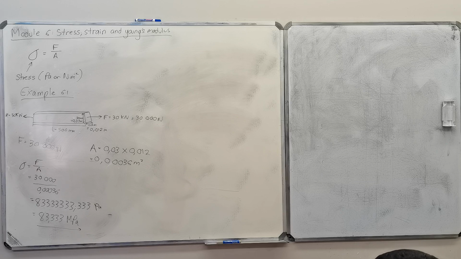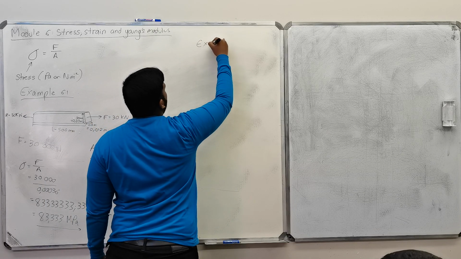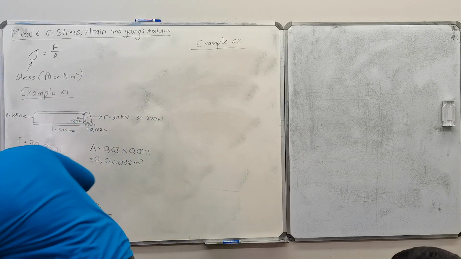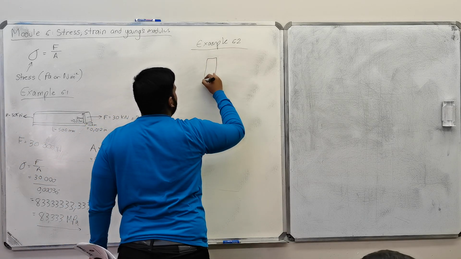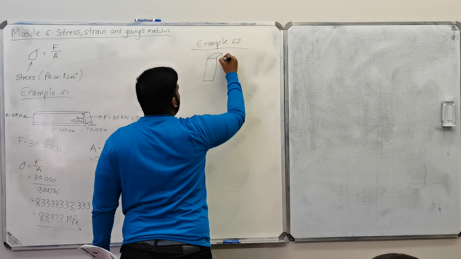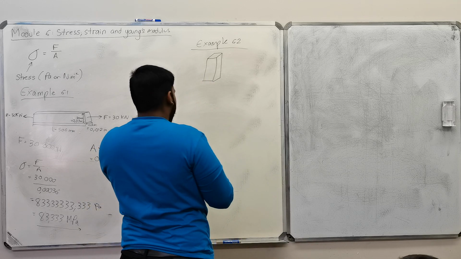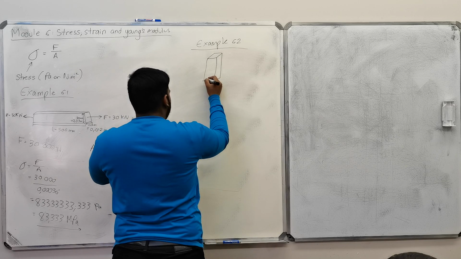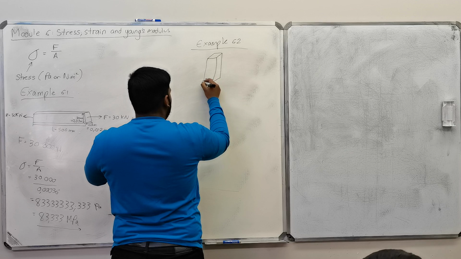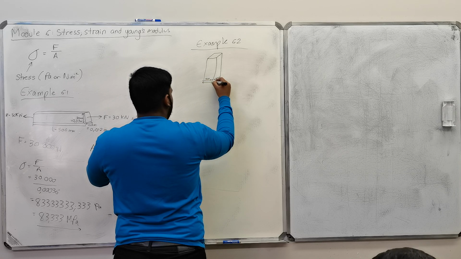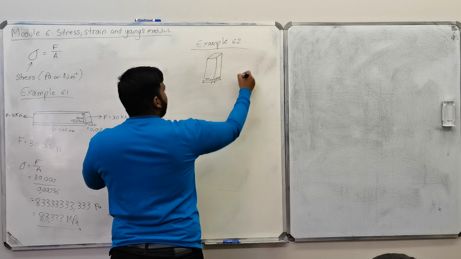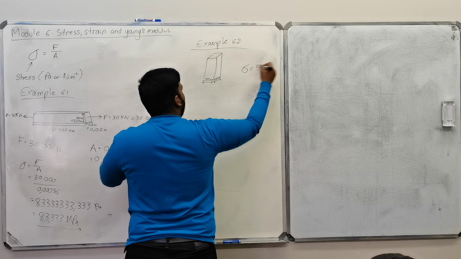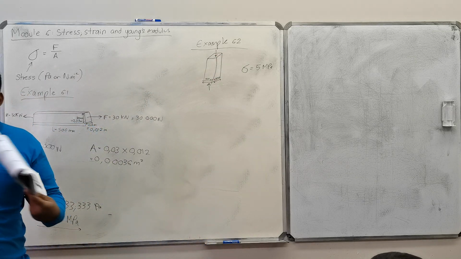Then example 2. Calculate the maximum allowable load on a pillar with a cross-sectional profile of 400 by 450 if the compressive stress of 5 megapascals must not be exceeded. Now, what are they asking you here? This is example 6.2. So you have basically a pillar. The cross-sectional profile is 400 by 450, and its stress is equal to 5 MPa, and the force acting on it is compressive. It's a pillar, so you normally have a weight on top pushing it down.